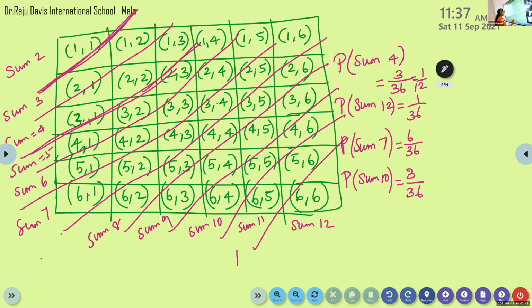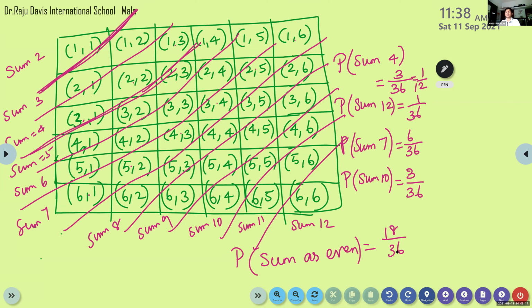Now, what is the probability of getting sum as even number? Answer this one. What is the probability of getting sum as even number? 18 by 36. Others check it, children. Is it correct? Yes, ma'am.